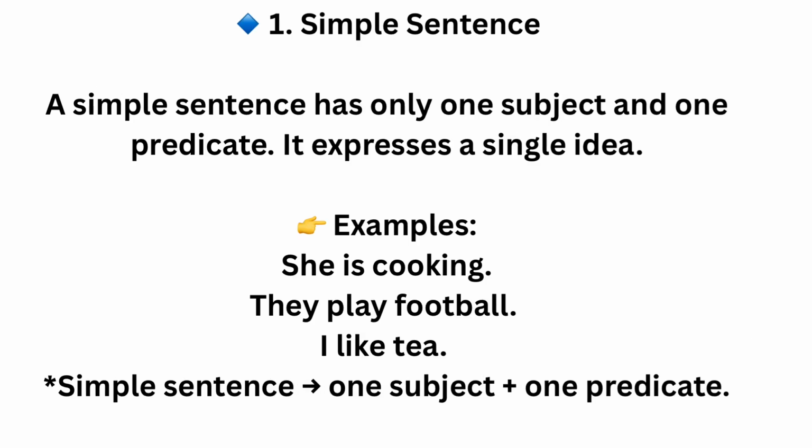First one is simple sentence. A simple sentence has only one subject and one predicate. It expresses a single idea. Examples: she is cooking, they play football, I like tea. The structure: there is one subject and one predicate.